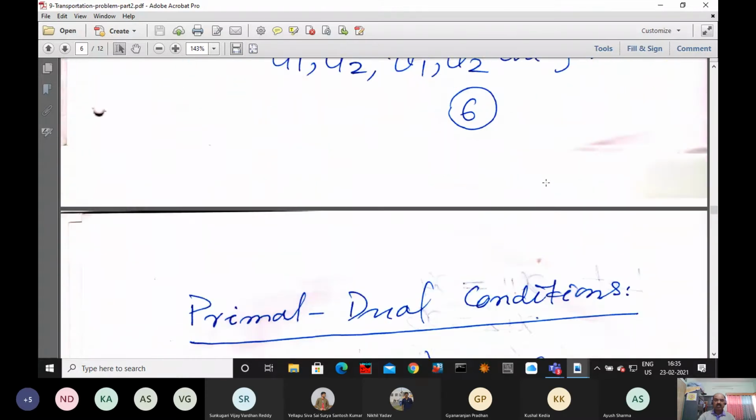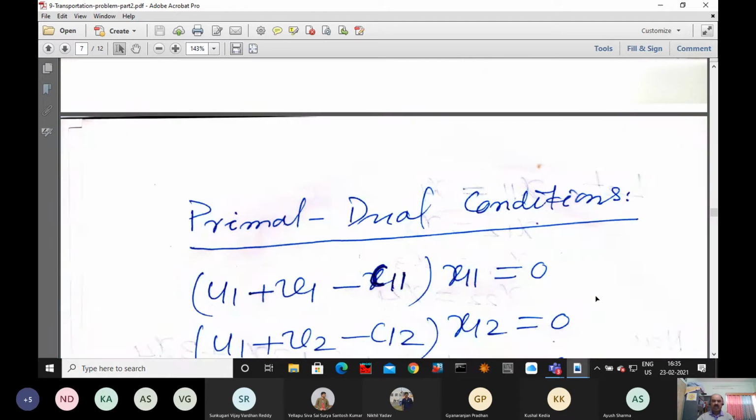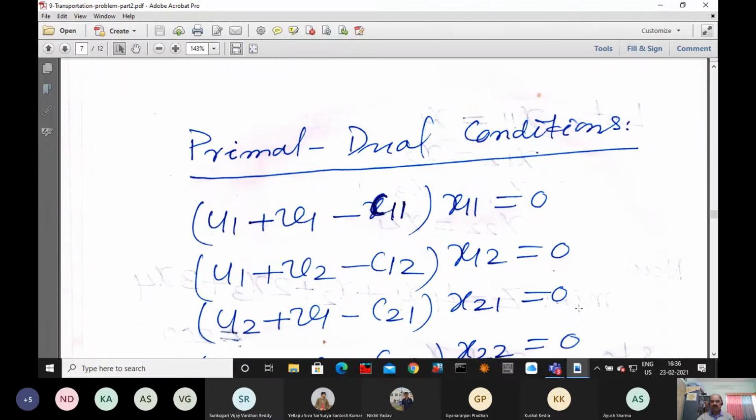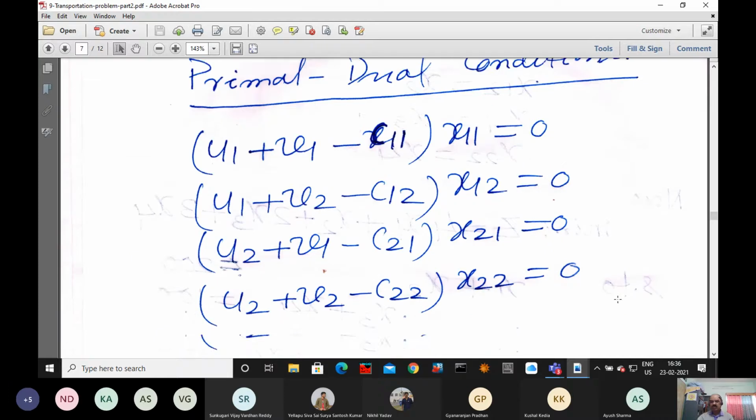Now we have to use this one. What are the primal-dual conditions? U1 plus V1 minus C11 into X11 equal to 0. What is the second one? U1 plus V2 minus C12 into X12 equal to 0. Then the third one, U2 plus V1 minus C21 into X21 equal to 0. Then U2 plus V2 minus C22 into X22 equal to 0.